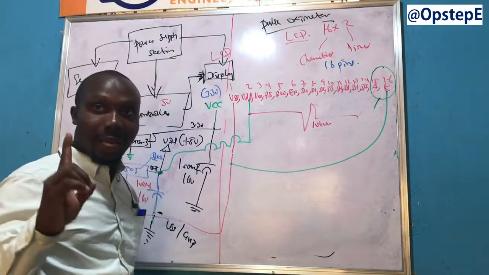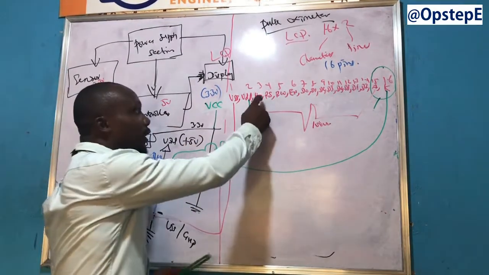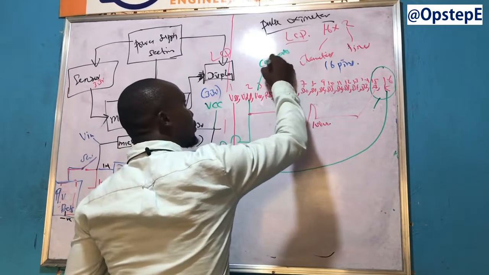One last thing we need to discuss here before I leave this part. There is a pin called the V. This is your contrast control pin.